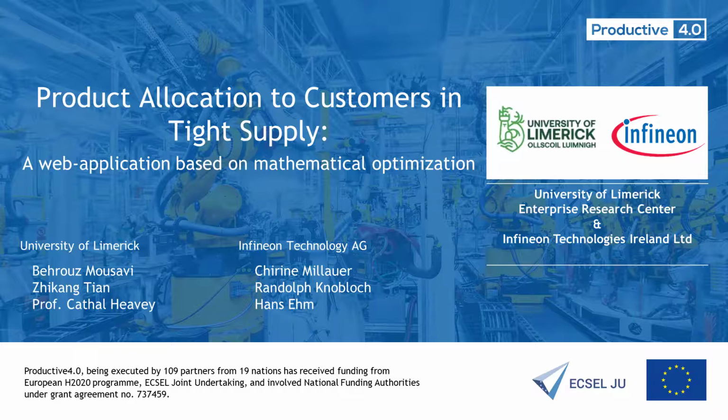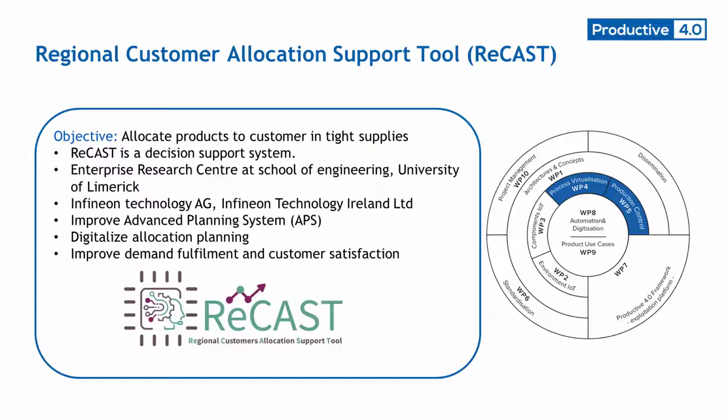This is Behruz Musavi, and I'm going to present the results of our research team regarding product allocation to customers in tight supply. Within this project, we developed a prototype of a web application based on a mathematical optimization called Recast. Regional Customer Allocation Support Tool, or Recast, is a decision support tool developed by Enterprise Research Centre at School of Engineering, University of Limerick.